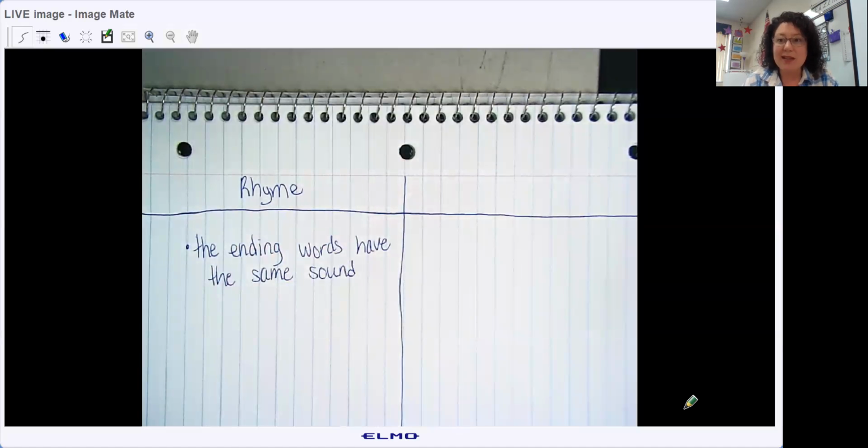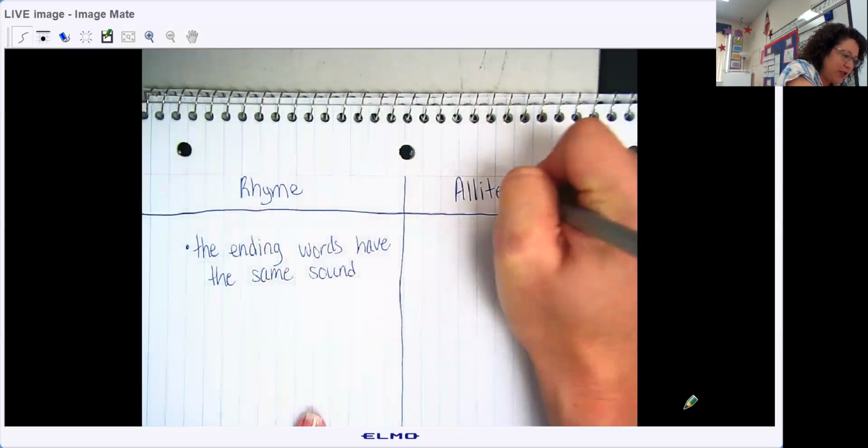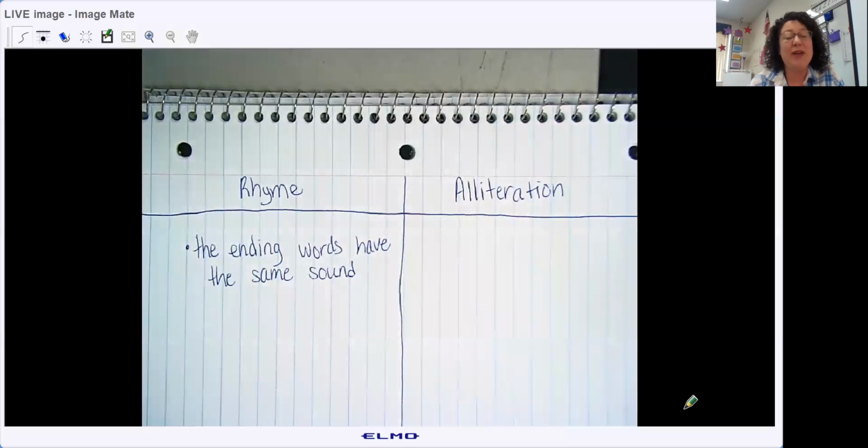Okay. And our last one was the fun one. It was the tongue twister one. Do you remember the word? It was a long word. Yes. Alliteration. And do you remember what my clue was on how we can remember what alliteration was?